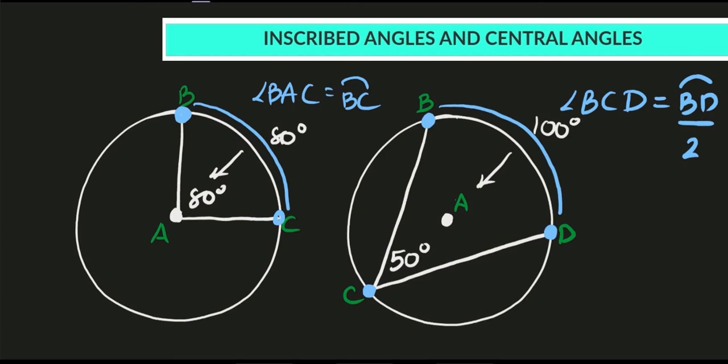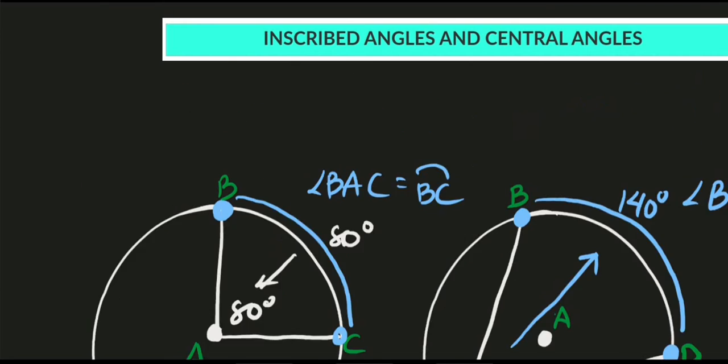Next, let's reverse the process. For example, we have angle BCD, which is the inscribed angle, and let's say this angle is equal to 70 degrees. Automatically the value of its intercepted arc is times 2 of its value, so that is equal to 140 degrees. That is the concept of inscribed and central angles.